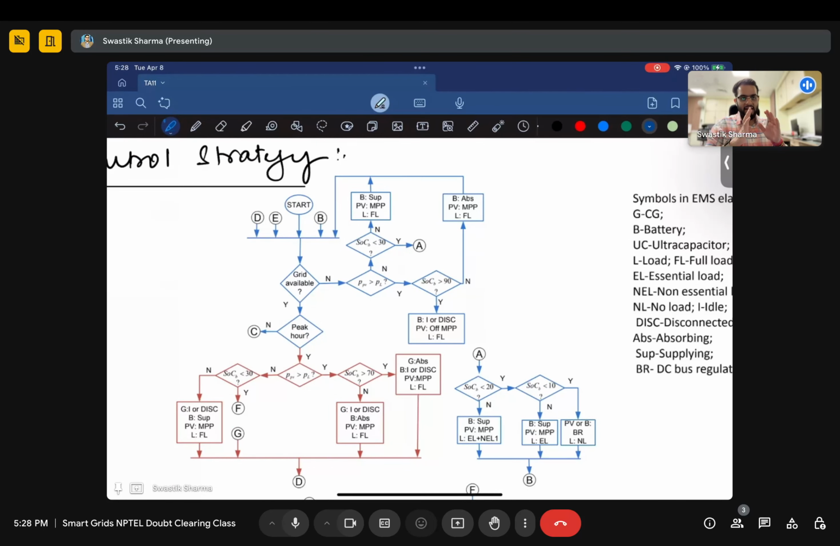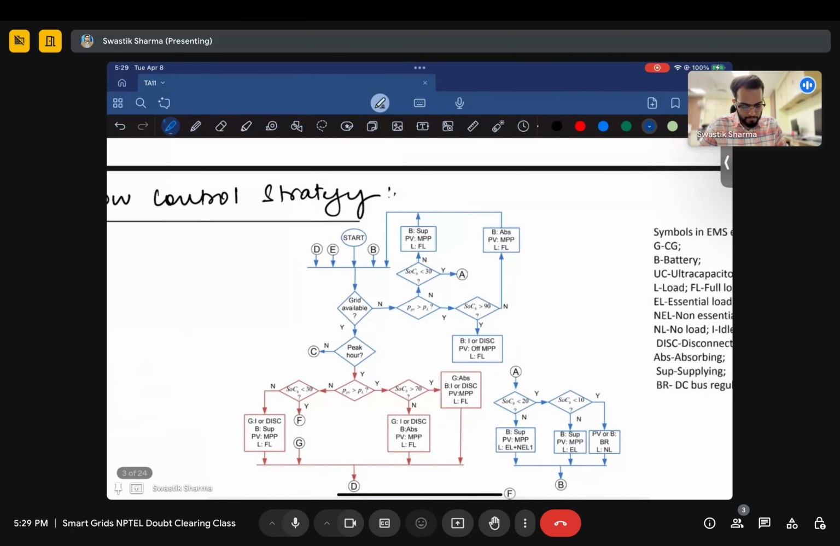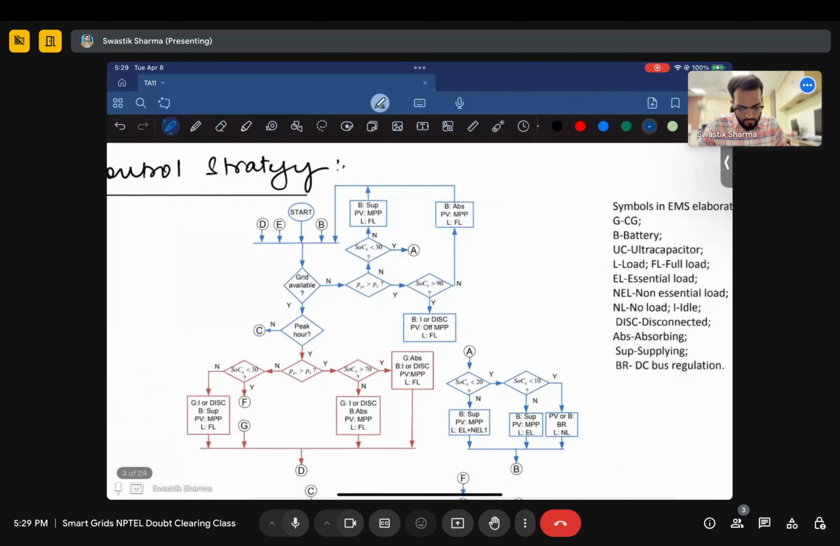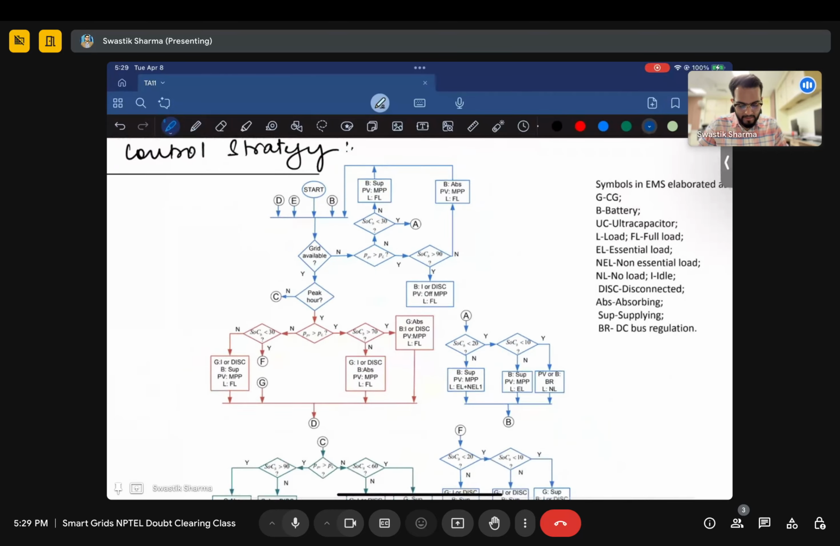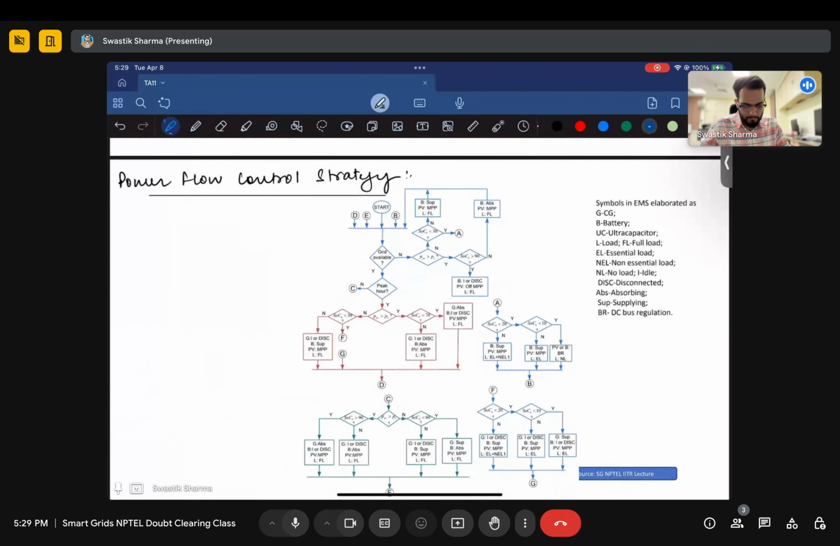Now, I have extensively discussed the PFCS in the last class. I won't be discussing this extensively. I hope that you have watched my previous lecture. If not, please go ahead and watch it. But I'll still talk briefly about these systems, right? So this is a PFCS, power flow control strategy, for an energy management scheme.